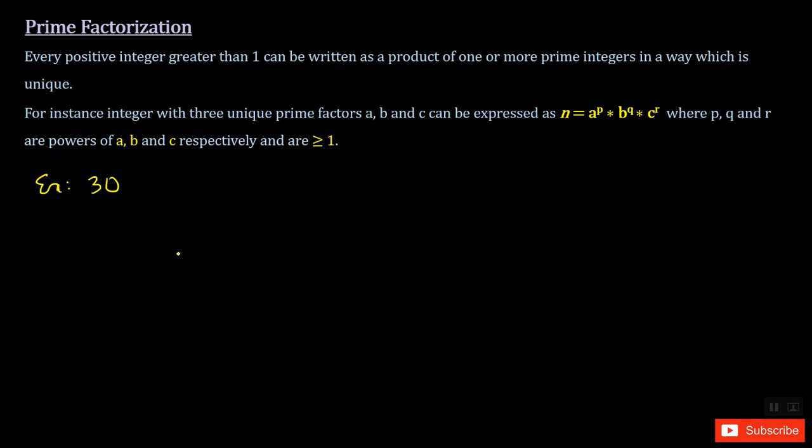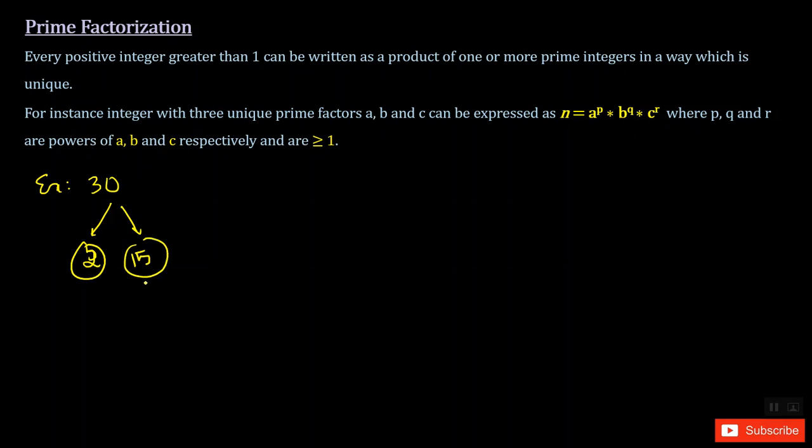There are many ways to get the prime factorization. One simple way we used to follow is the factor tree method, and another approach is to keep dividing the number by the smallest prime and keep doing it till you get the end result as a prime number, right? So let me show it here with the factor tree method. 30 can be written as 2 times 15.